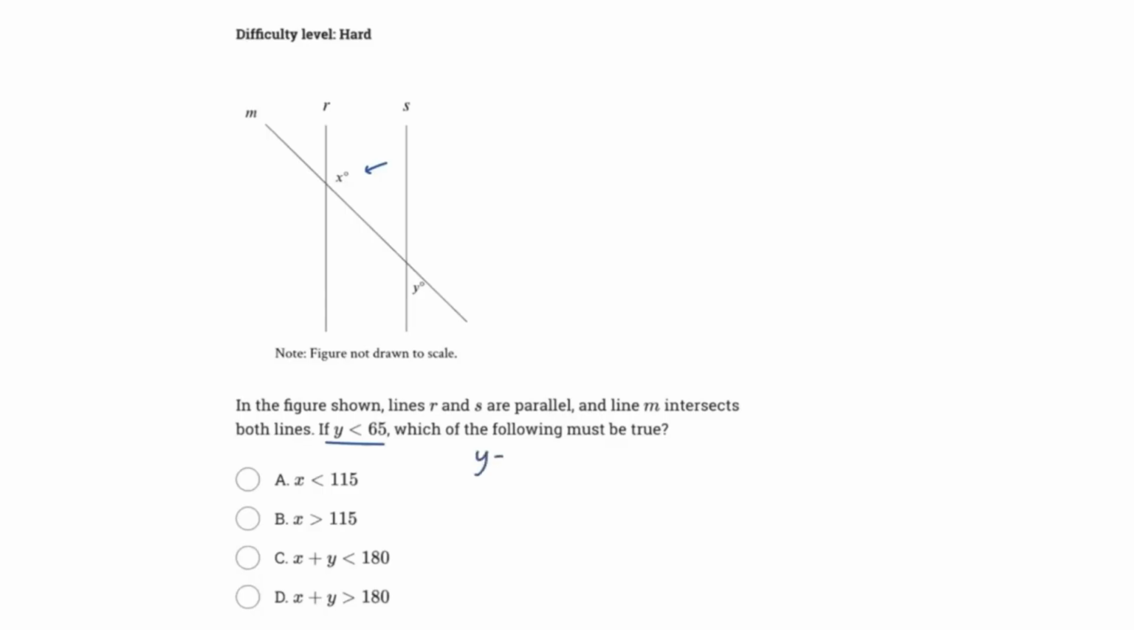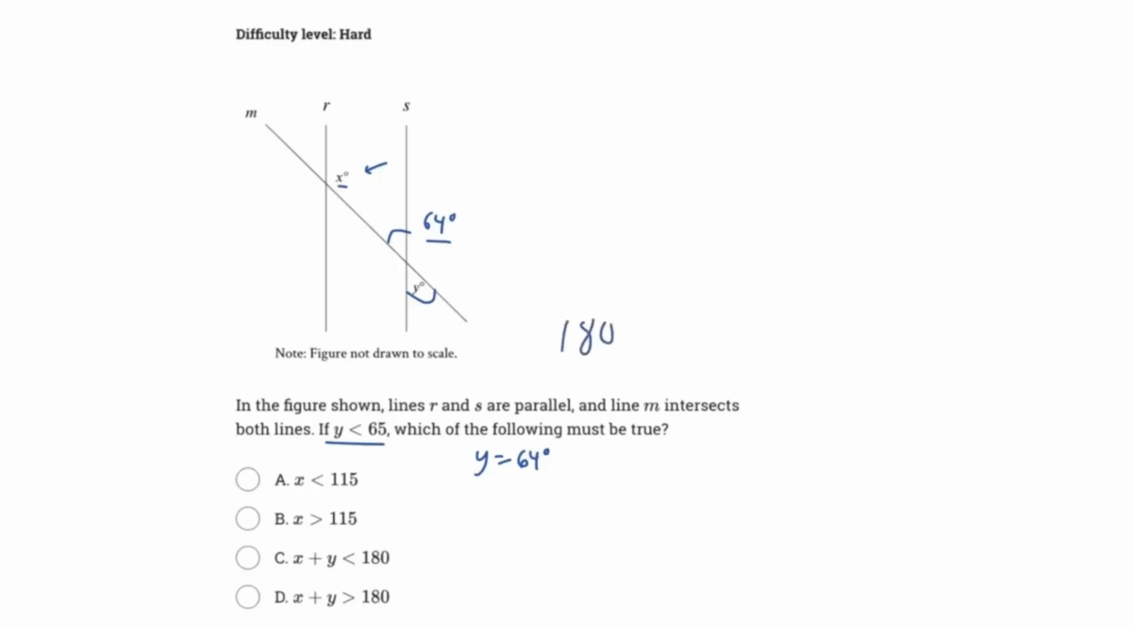So let's just call Y 64 degrees, right? Because that satisfies that equation. And so now we know that this Y right here is 64 degrees. And so the angle opposite of that is going to be a vertical angle, so this is also going to be 64 degrees. And we can see here that this 64 degree angle and angle X are consecutive interior angles. And so they are supplementary, so they have to add up to 180 degrees.